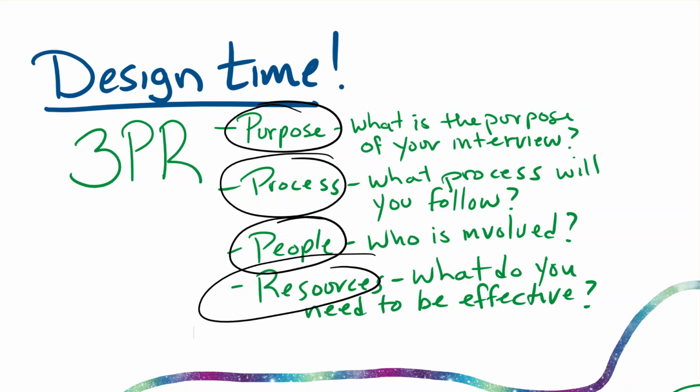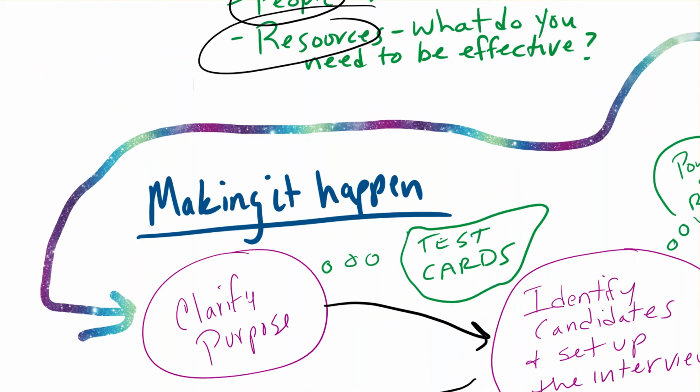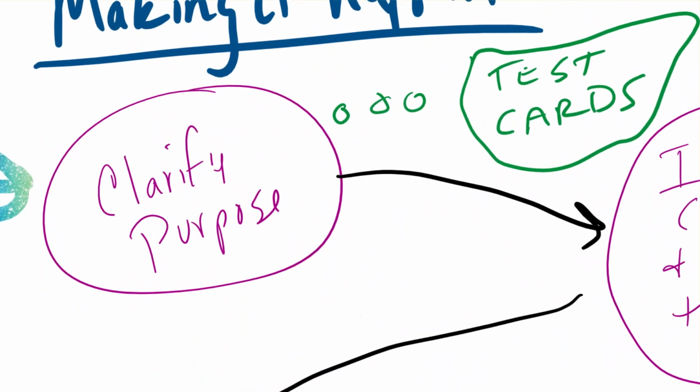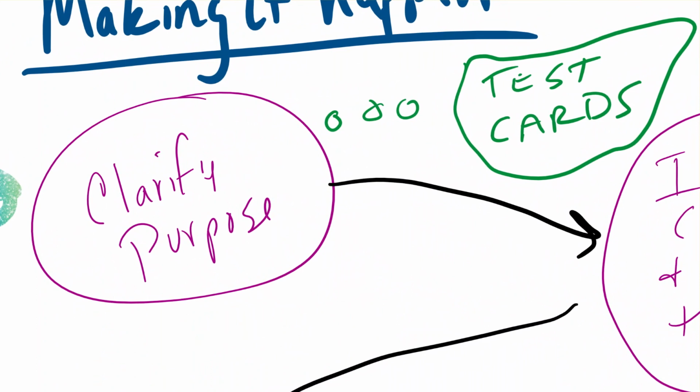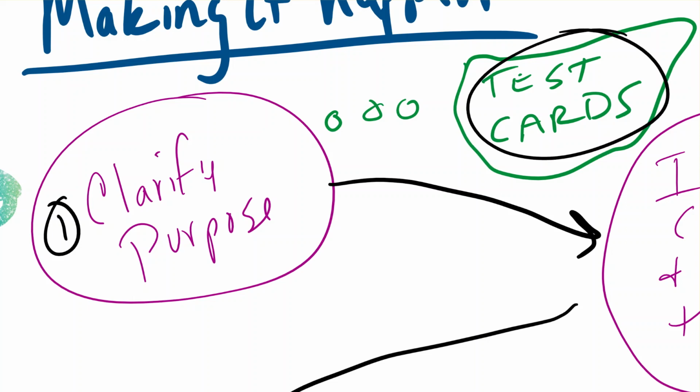So let's get a little more specific. So let's talk about making it happen. The first thing you need to do is clarify your purpose. And here, one of the tools that you can use are test cards. There's another video on this, and the test card was built by the Strategizer organization and Alex Osterwalder, who was the inventor of the whole business model canvas. So he's a pretty smart fella. And that can help clarify your purpose and what you're trying to achieve with this particular type of experiment.